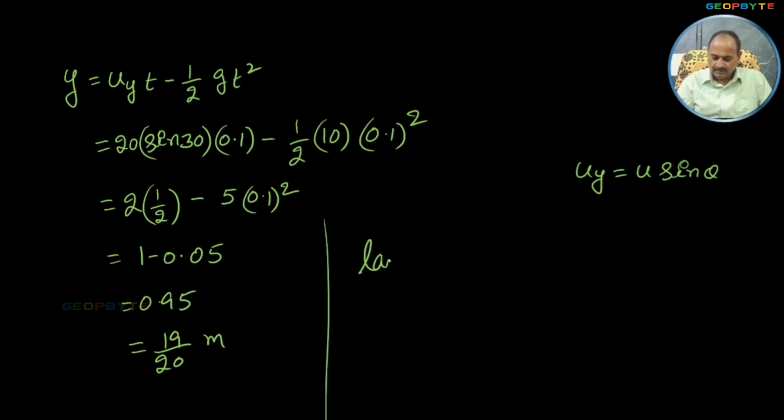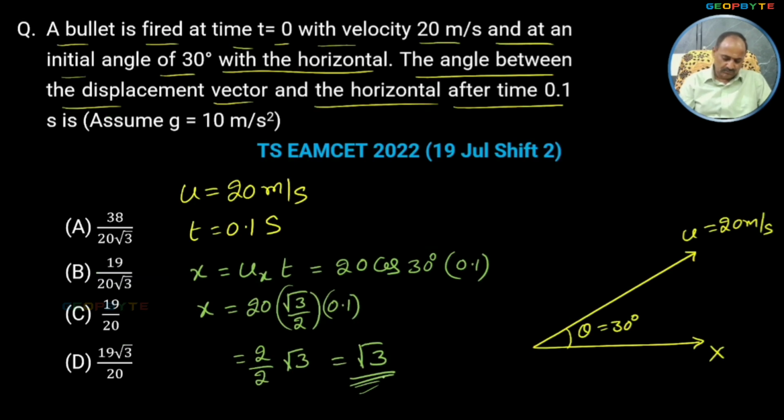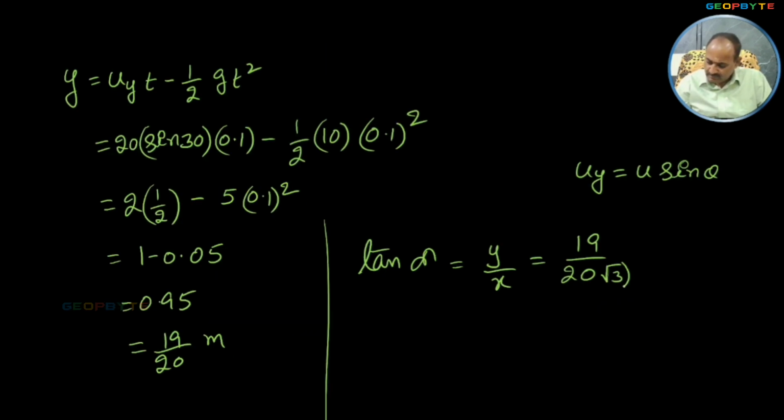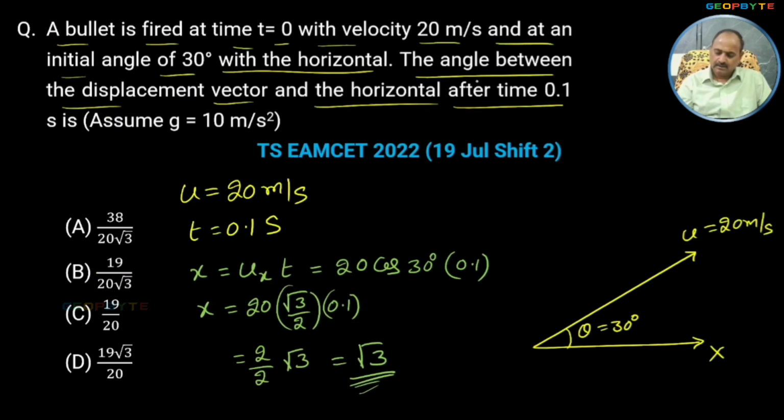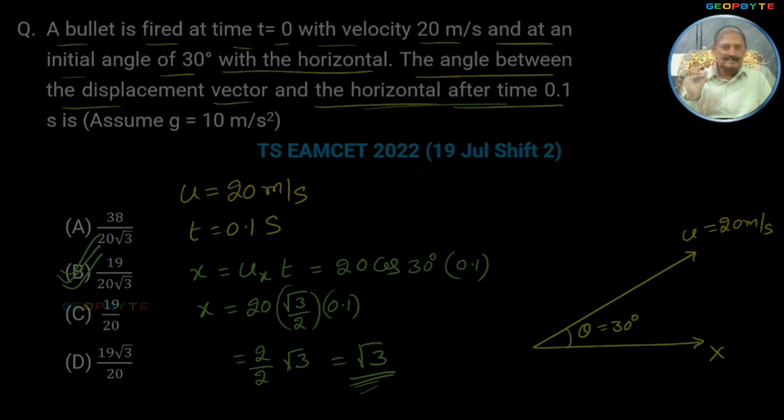Then tan alpha equal to y by x. Y equal to 19 by 20. X value, how much you got? X value root 3. So 19 by 20 root 3 is the angle between the displacement vector and horizontal after time t. So 19 by 20 root 3, option B, is absolutely correct. Understood clearly? Yes. Similarly, let us take another important problem.